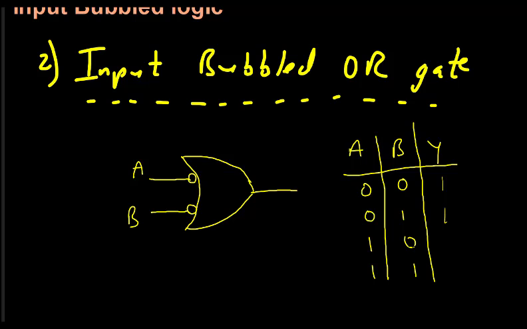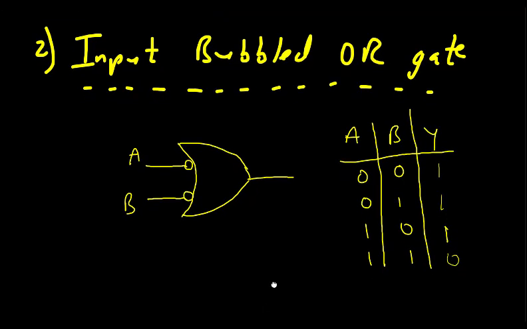because this 0 becomes actually 1 input, and 1 input means output is 1. Then finally when both the inputs are 1 1, in the actual case they become 0 0, so 0 0 gives output 0. So this is the truth table we get for the input bubbled OR gate.